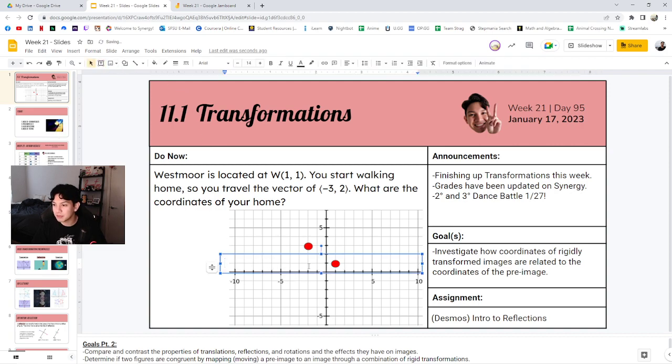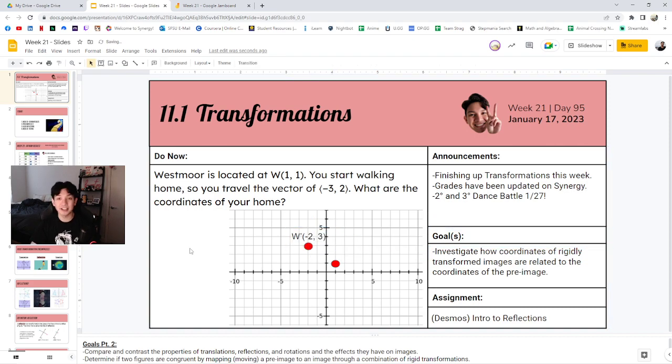So where is our new location going to be? We are going to be at W prime, which is at (-2, 3). So that is going to be your answer for this do now. All right, so that was just a quick warm up.